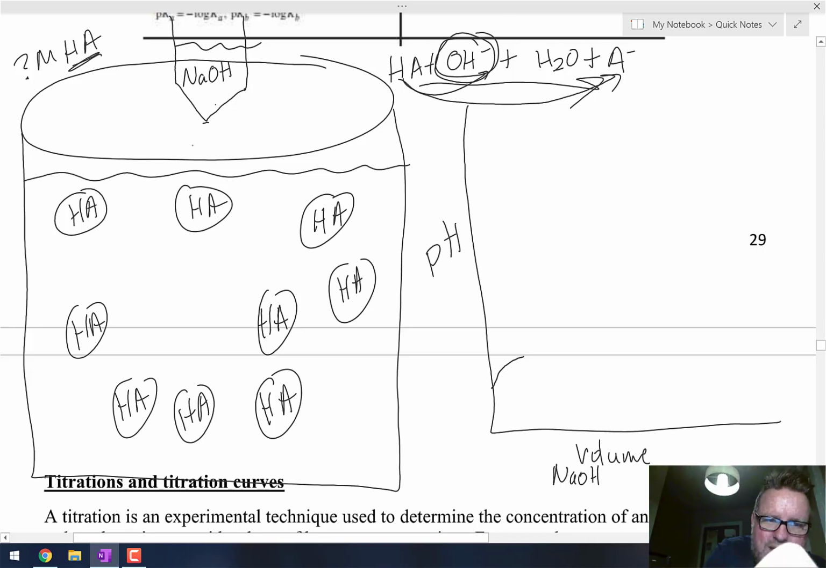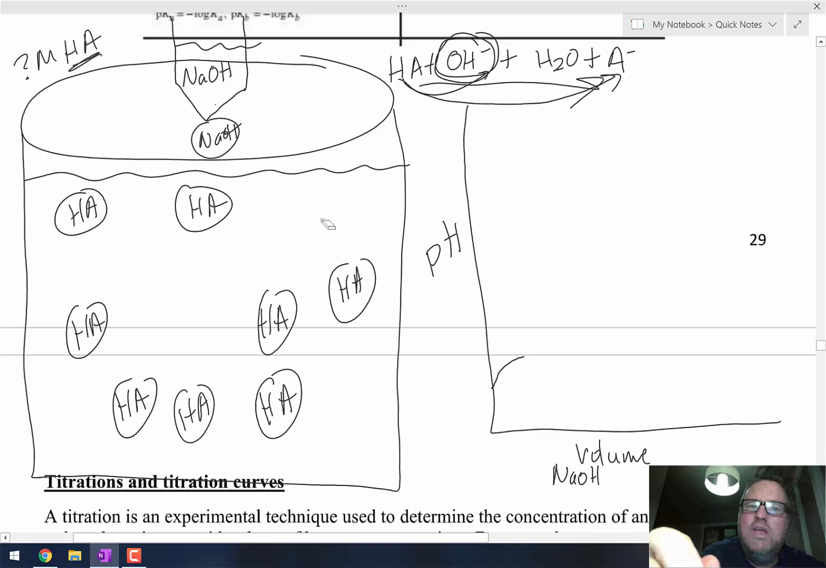So as I start to add some NaOH, these HAs are going to react. And what are they going to turn into again? They're going to turn into the conjugate base, the A minus. But notice we haven't really changed the hydrogen ion concentration. The hydroxides that are there, the OH minuses, remember this used to be HA.